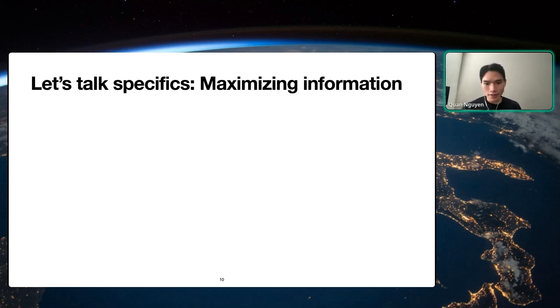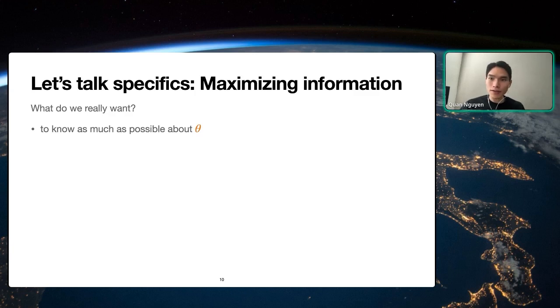The other part is using this model to pick out the experiment that gives you the most information. And this basically comes down to maximizing the information you have about the quantity of interest. So let's think a little bit about what we really want by performing experiments. Well, we can roughly say that we want to know as much as possible about theta, the quantity of interest, but how can we quantify this goal of knowing as much as possible about theta?